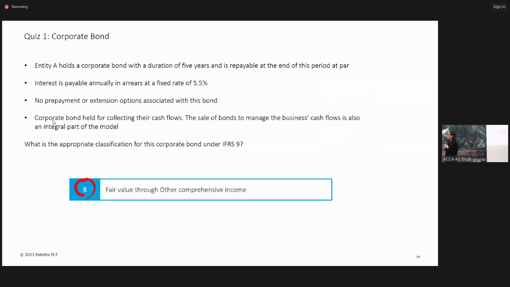If you happen to miss that, let me show you where. Here it says the bond is held to collect its cash flow, but it also says the sale of the bond to manage the business cash flow is an integral part of the model, which means it's quite important. Then it is also and sell. If it says incidental, then it would have been held to collect only. So the terminology here is quite specific.